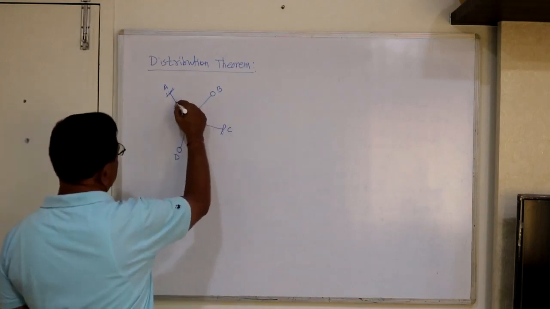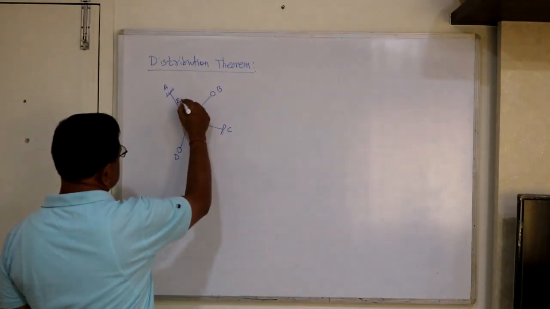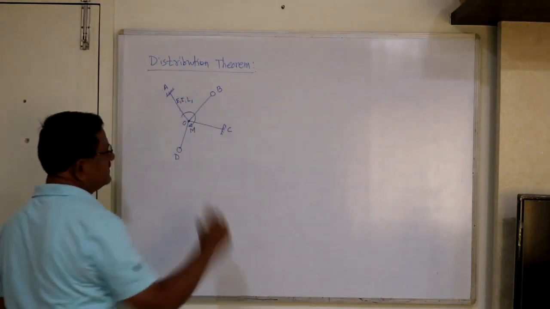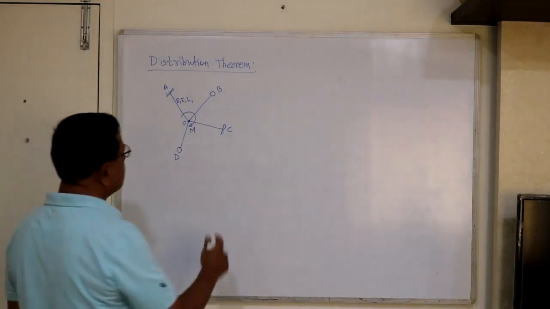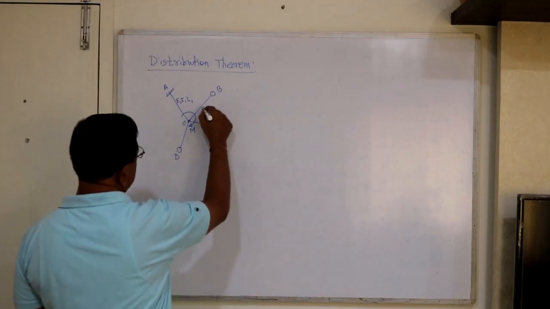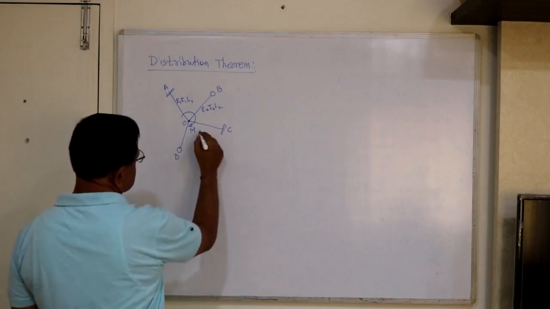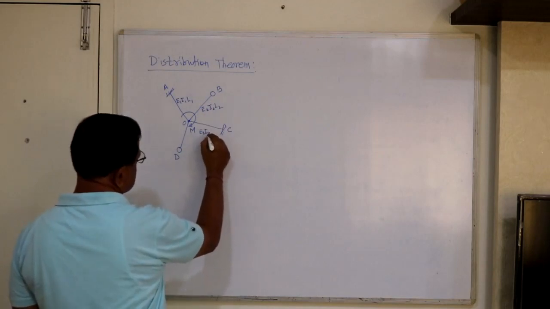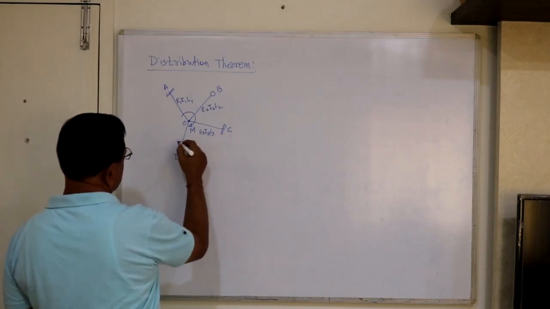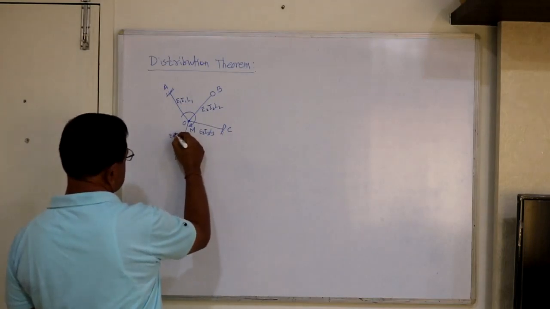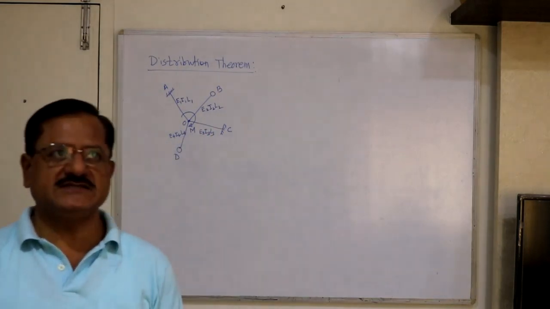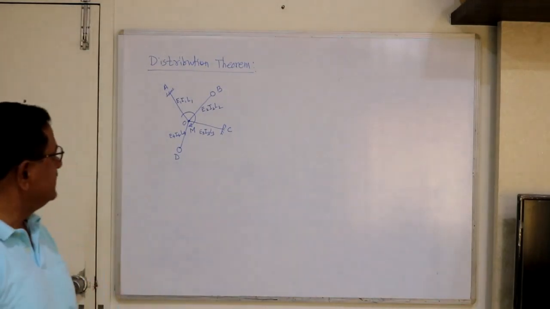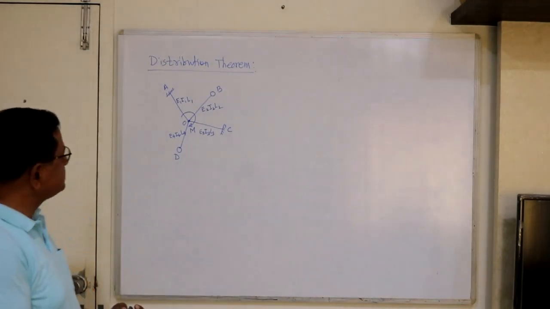Suppose member OA has E1, I1, L1, that is modulus of elasticity, moment of inertia, and the length of member OA. Similarly, OB has E2, I2, L2, OC has E3, I3 and L3, and OD has E4, I4, L4. So these are the properties: E is the modulus of elasticity, I is the moment of inertia, and L is the length of the member.